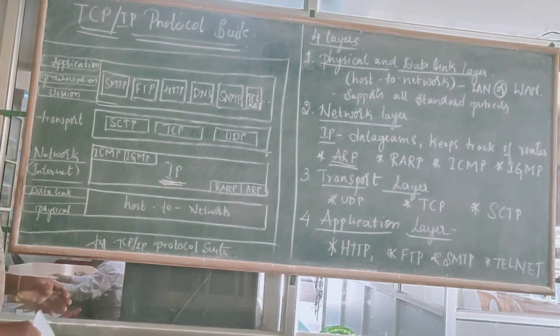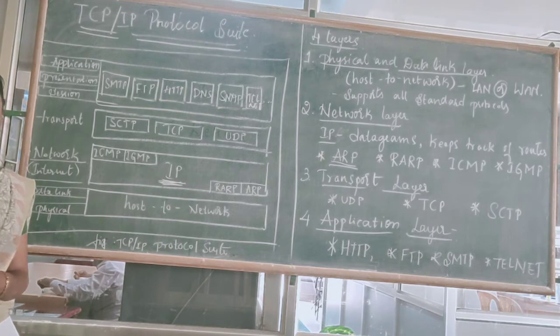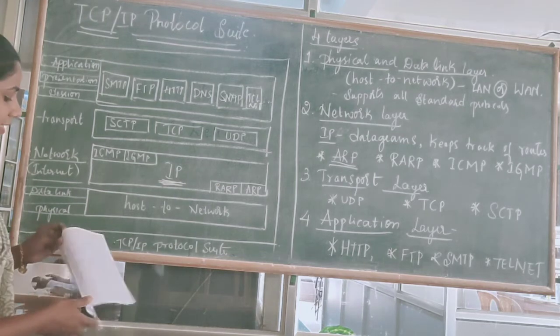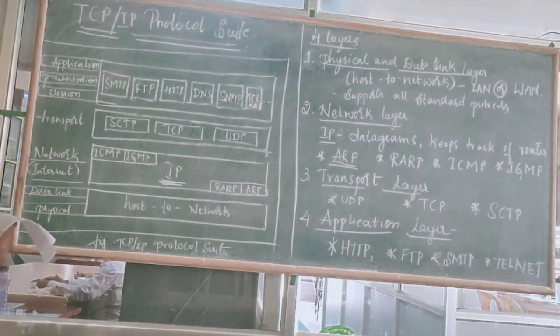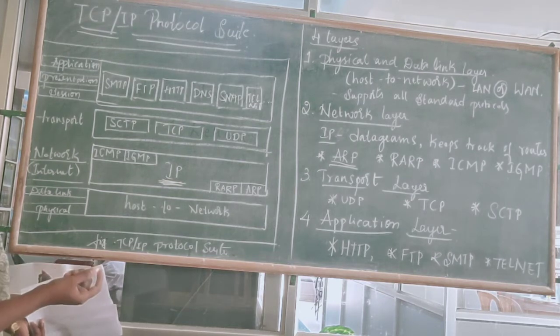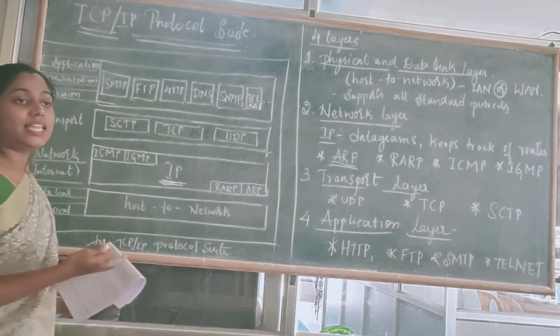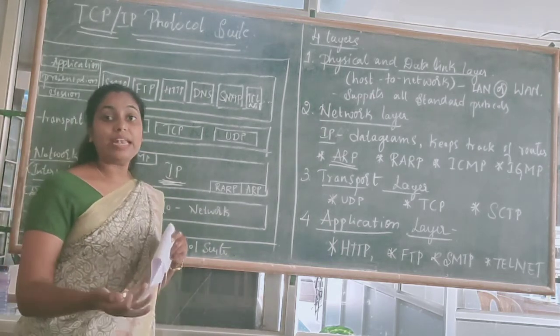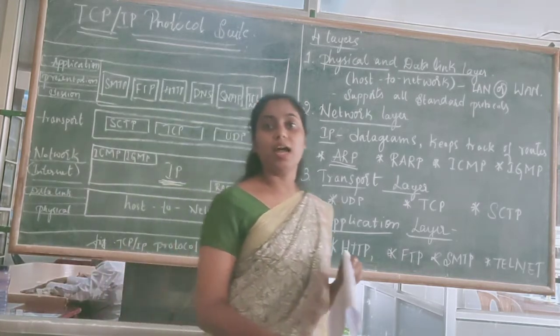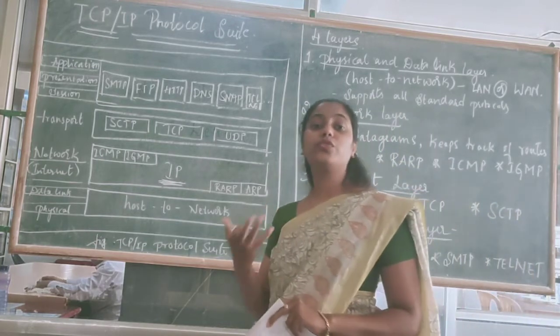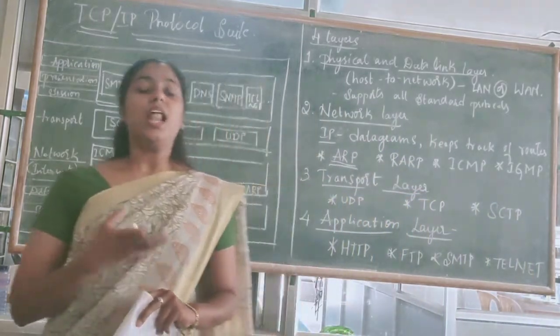Okay, so what is ARP? The abbreviation of ARP is address resolution protocol. What it does is it helps to find the physical address of a node when its IP address is known. What happens in ARP? In address resolution protocol, we can find the physical address when we know the IP address. Okay, in ARP the job is finding the physical address.